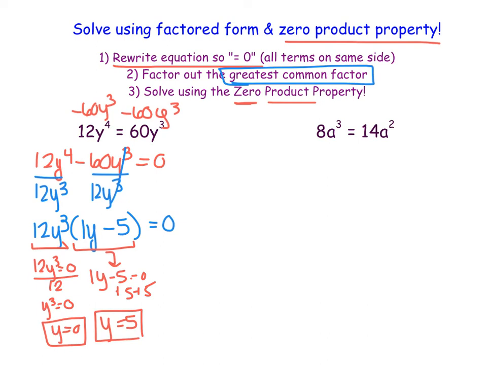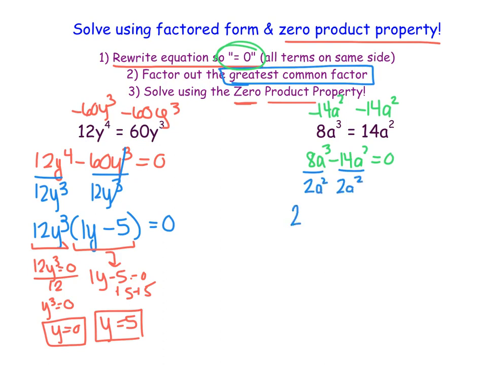Now if I look at example 2 here, remember that I need the equals 0 if I'm going to use any sort of factoring. So I start by subtracting 14a squared from each side. So I have 8a cubed minus 14a squared is equal to 0. Well, then from here, I have the 0 part of the zero product property, so I need to create a product. And I do that by factoring out the greatest common factor, which is 2a squared.